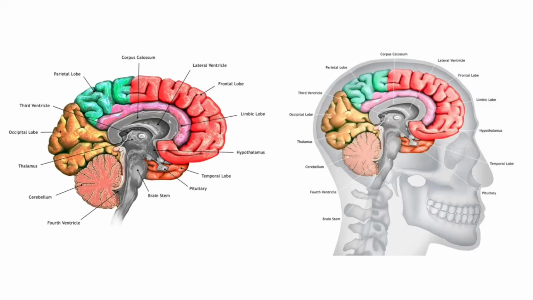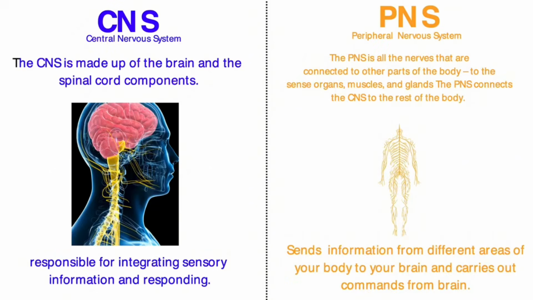Here's some basic anatomy that you can touch on and just study. CNS versus PNS. The central nervous system is made up of the brain and the spinal cord, and is responsible for integrating sensory information and responding. Now, the PNS, or peripheral nervous system, is made up of all the other nerves that are connected to other parts of the body. Basically, they're all the nerves that the CNS is not composed of. It sends information from different areas of the body to the brain. It carries out commands from the brain.